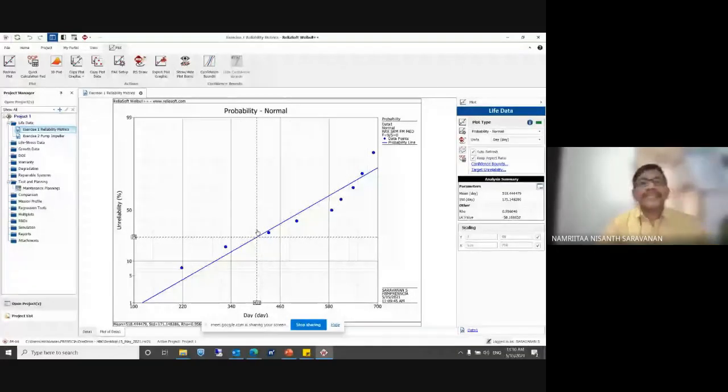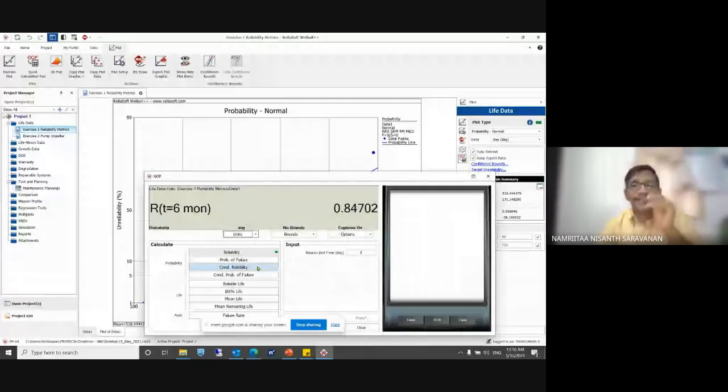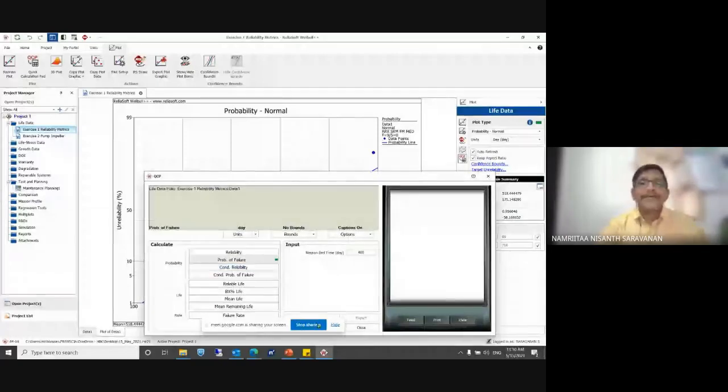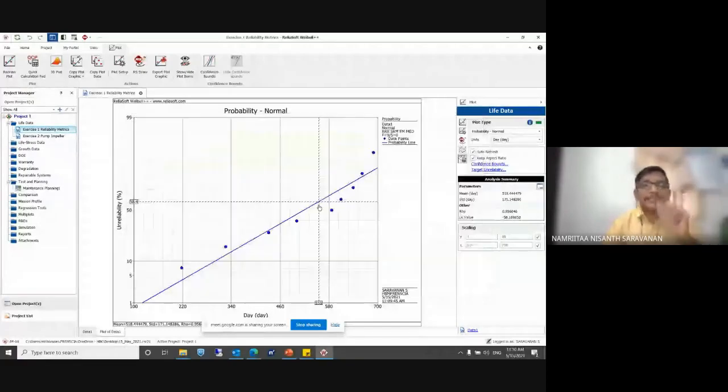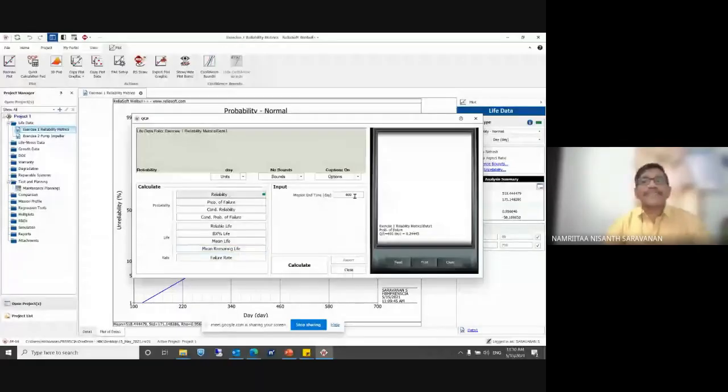The same message I can see here. What is the chance of failure at 400 days of operation? It is 24%. It is straight away the answer. So this kind of information I can get here with easy calculations. I can also see the chance of success. By the way, reliability at 400 days is a 75% chance.